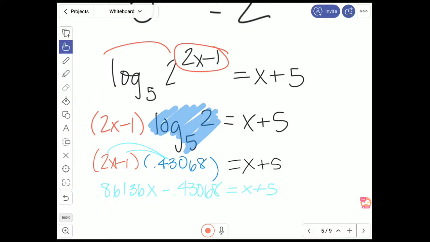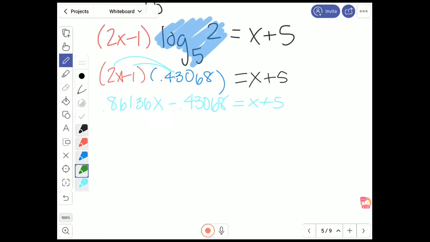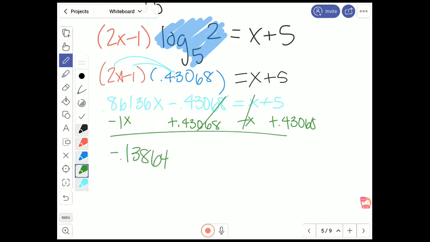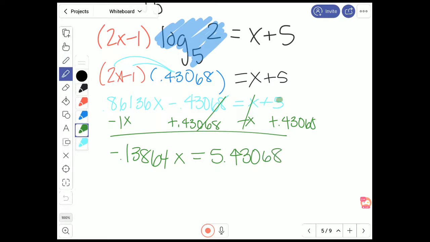And now it's just a basic solving problem. It looks pretty ugly, not even going to deny that, but it's not a difficult problem. So I need to get all of my x's onto the same side, and then all of my numbers onto the other side. So this is, remember, minus x is really minus 1x, so 0.86136 minus 1 is negative 0.13864 x equals 5.43068, because when I add 5 and 0.43068, I just get 5.43068.